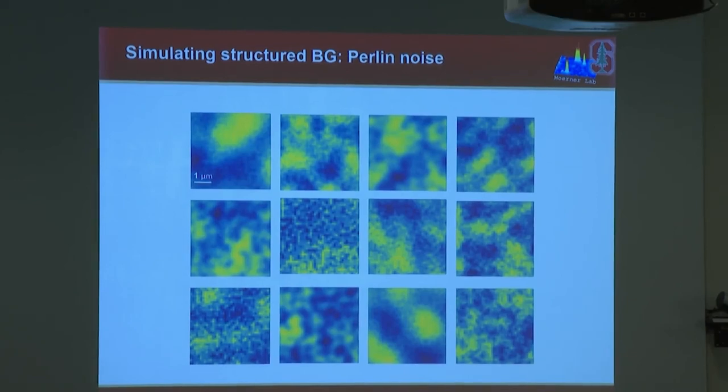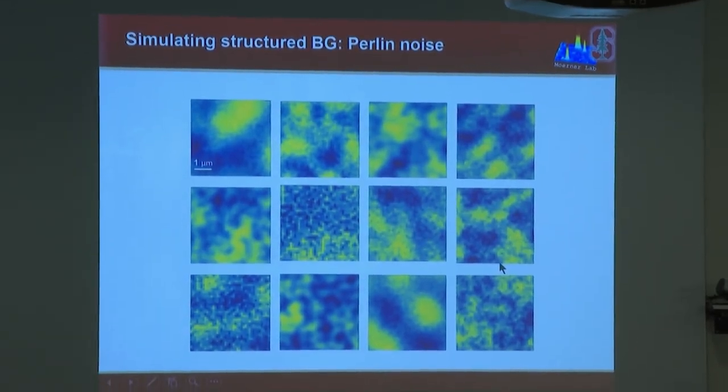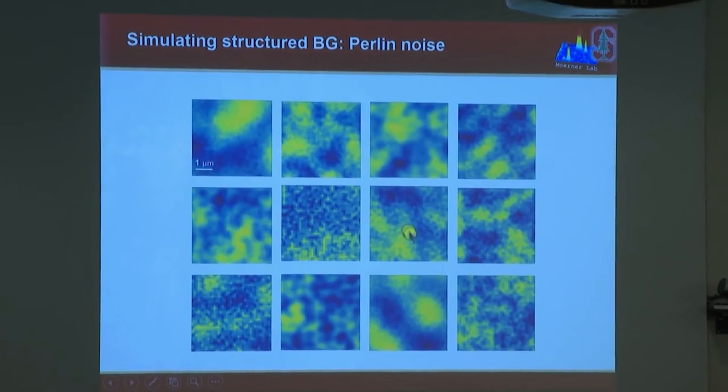Let me emphasize that this Perlin noise is pretty cool, because you can simply use the Perlin noise rule to compute random backgrounds. But notice that they cover many, many different spatial frequencies. That's the really important point here. We've solved the problem for not just low spatial frequency in the region of interest, but also high spatial frequency in the region of interest.